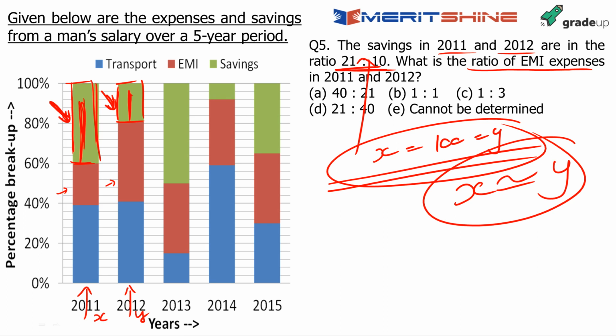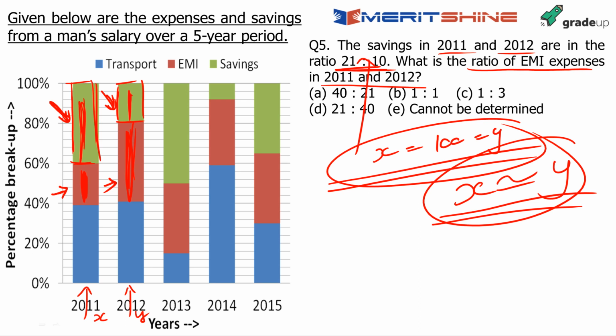What is the ratio of EMI expenses in 11 and 12? Where is EMI expense? This is EMI expense. Again, does it look like... can I say that EMI expense here, this part looks almost the double of this part? Now if X and Y are equal, it means salary in 11 is same as salary in 12, and this percentage is half of this percentage.